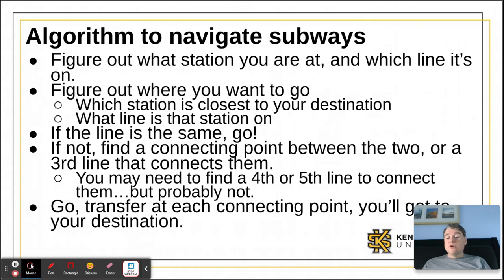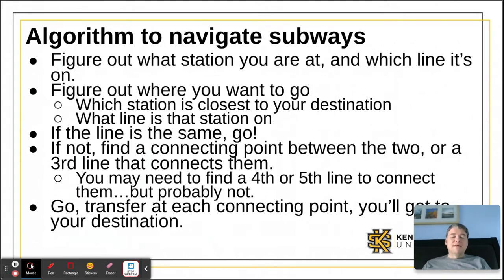All right, so in the end, our algorithm for navigating the subway. Figure out what station you're at and what line it's on. Figure out where you want to go, what station is closest to your destination. Figure out what line that station is on. If they're the same line, get on the train and go. Stop looking for other solutions. If they're not, then find something that connects the two. A third line, possibly a fourth line, maybe even a fifth line, but if you get to the fifth line, something has gone probably horribly wrong.